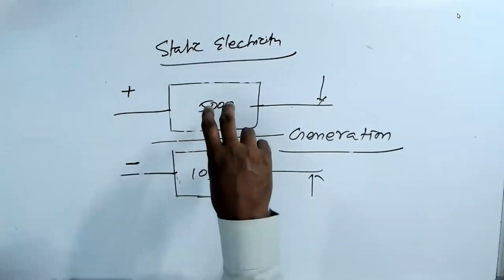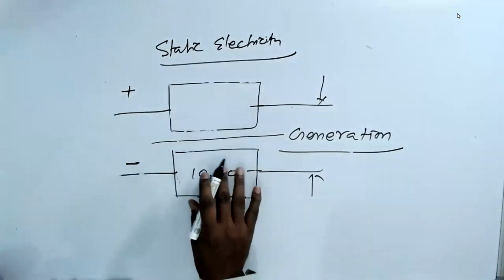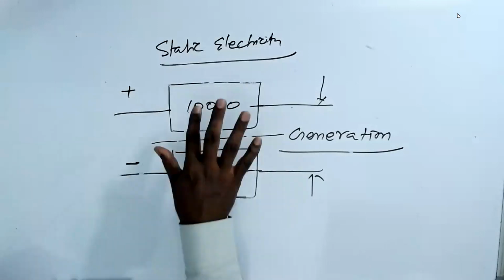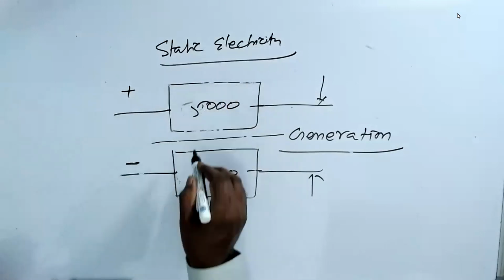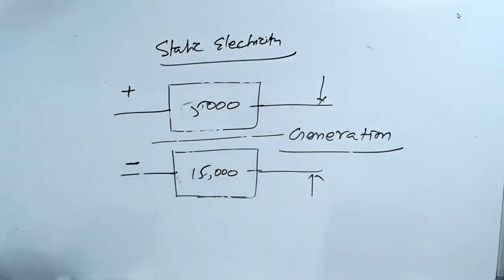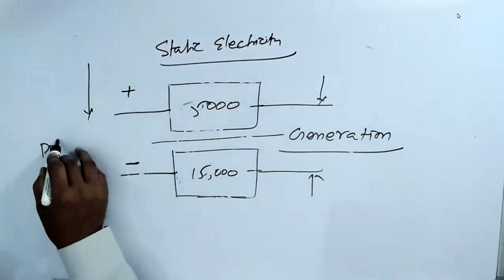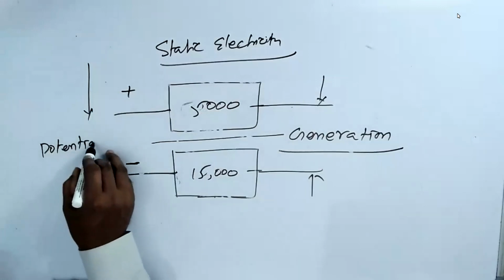And this process: 10,000, 10,000, that's natural. Now I make this guy 5,000 and this guy 15,000. That process is called generation. Generation is where I make a difference. So the difference is called potential difference.